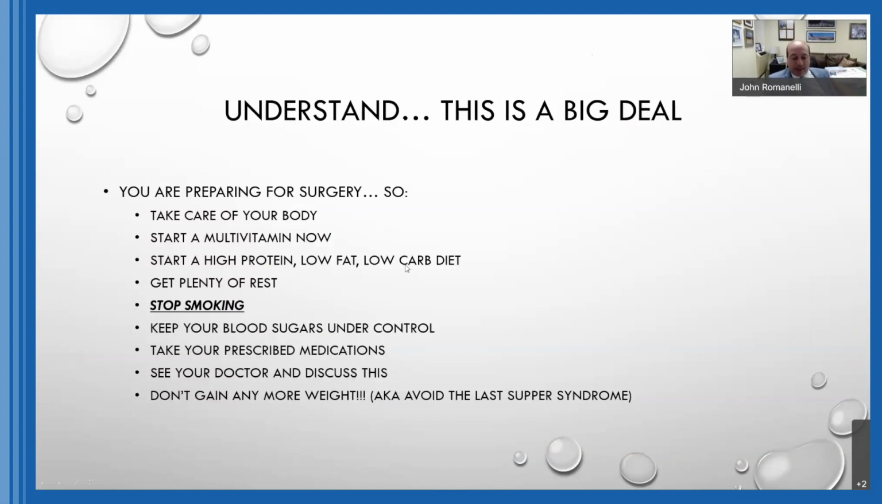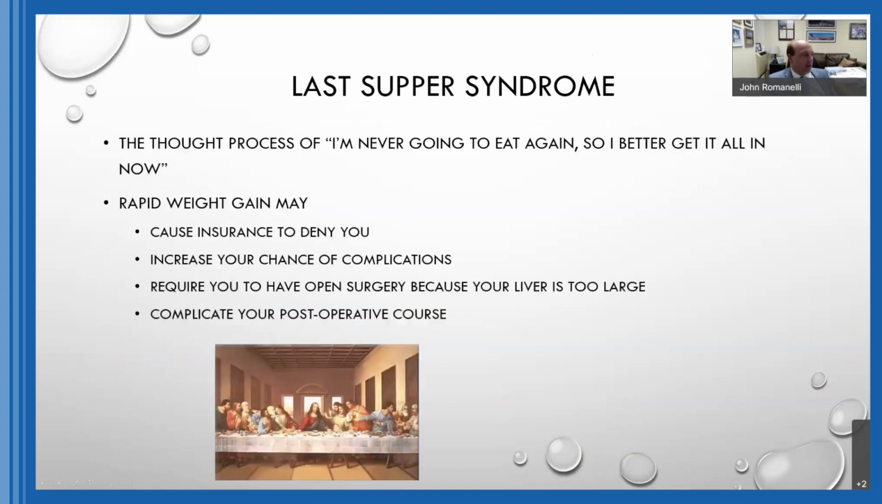I want you to avoid the Last Supper syndrome. What is that? The thought process of, I'm never going to eat again, so I better get it all in now. Don't do this. Rapid weight gain can cause insurance to deny your surgery. It can increase your chance of complications. It might mean you have to have an open operation instead of a laparoscopic one because your liver is too large. And it might complicate your postoperative course. So you don't want to do that.